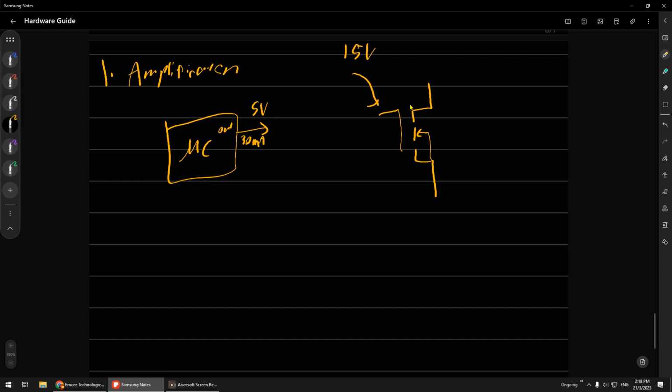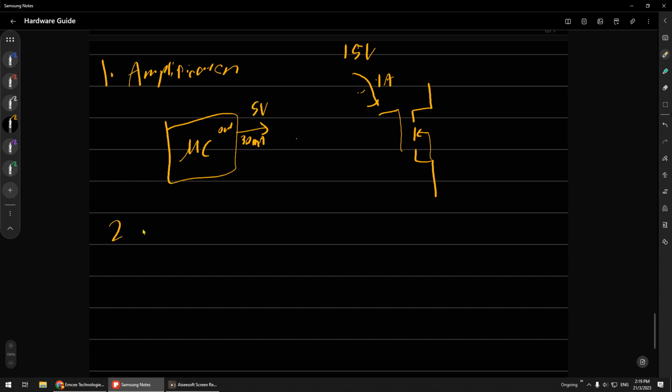And for the MOSFET, if not mistaken, to properly switch this you need a very high current. The best one, I heard, is around 1 ampere. So you can see it's very low. To switch this you need high current and high voltage. So that is the reason you need a gate driver.